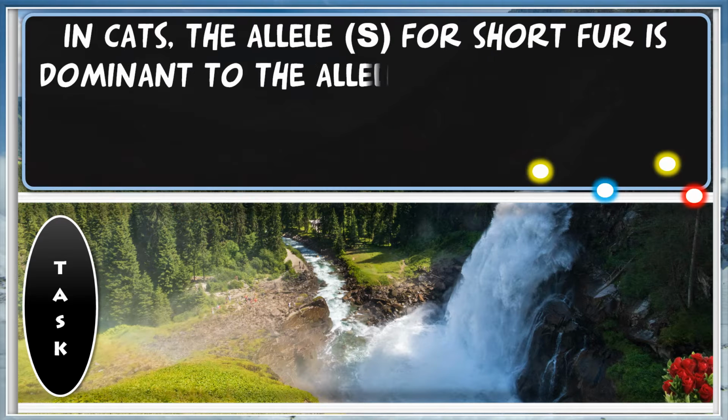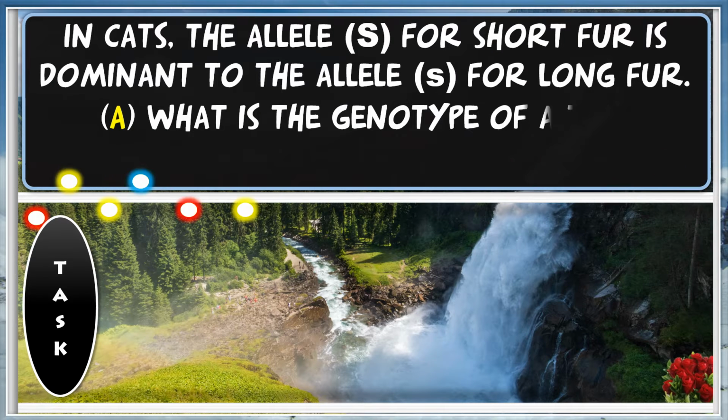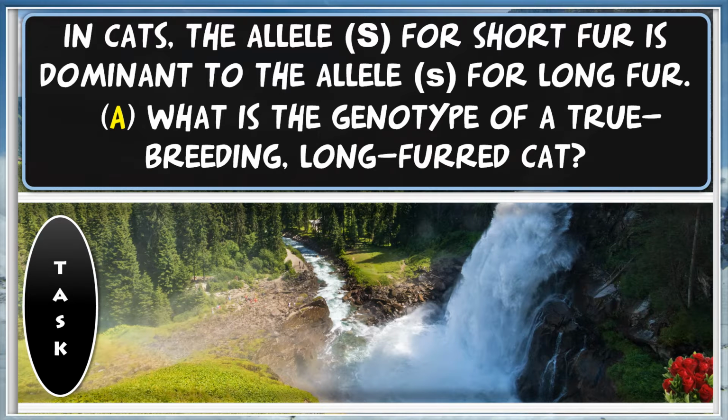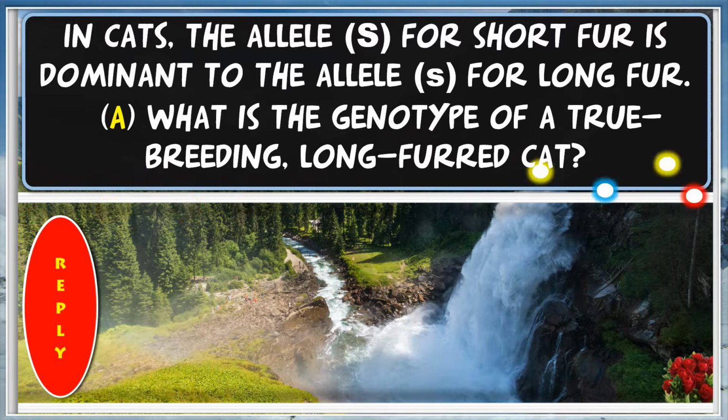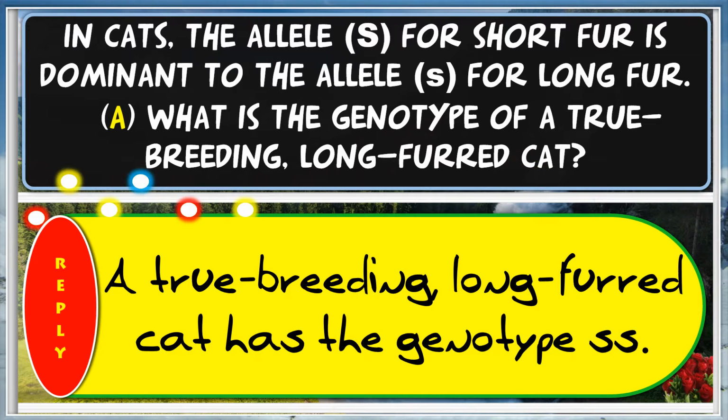In cats, the allele capital A for short fur is dominant to allele small a for long fur. Part A. What is the genotype of a true breeding long-furred cat? A true breeding long-furred cat has the genotype small a small a.